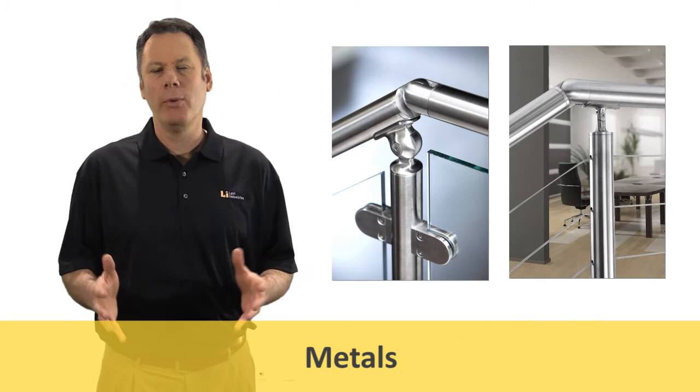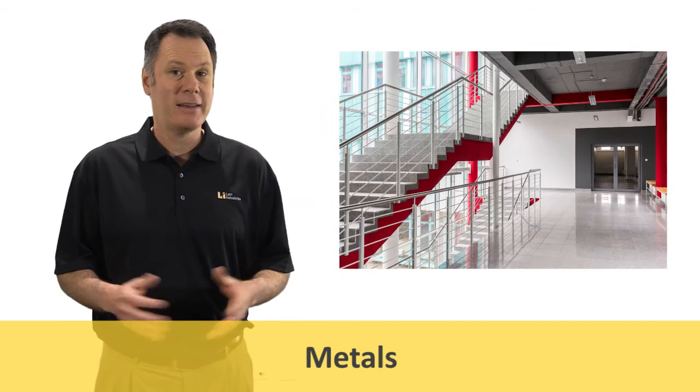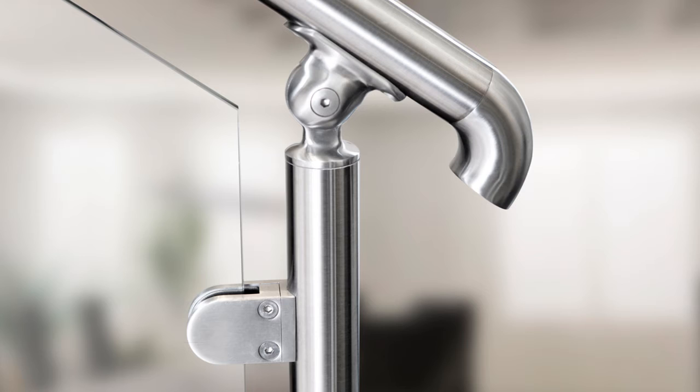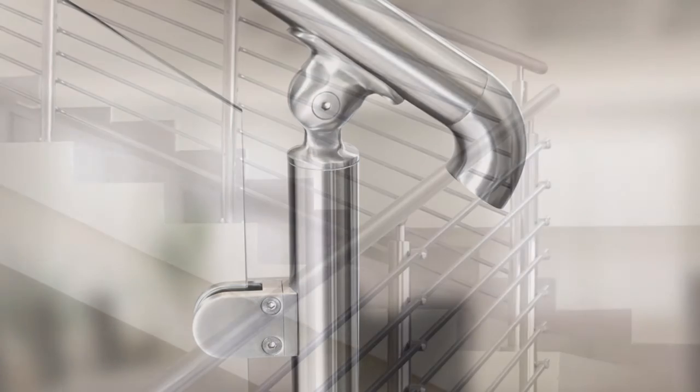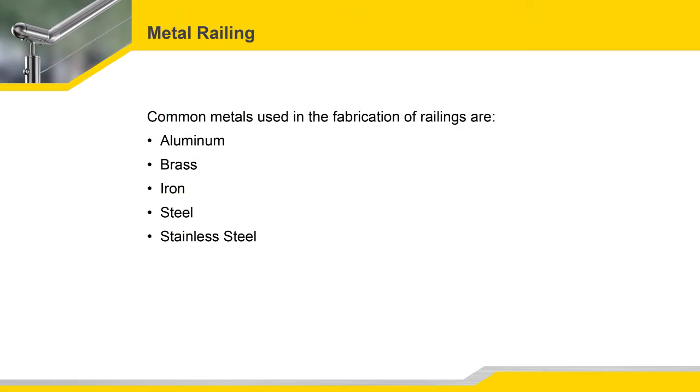Metals. Metal railings are widely used because they complement many design styles, are readily available, and are cost-effective. Over time, manufacturers of metal railings have developed a vast array of components, fastening brackets, and fittings that make metal railing systems extremely flexible, attractive, and quick and easy to assemble and install. Easily combined with glass, wood, and other materials, metal railings have a leaner profile than wood or stone, but offer greater strength. Common metals used in the fabrication of railings are aluminum, brass, iron, steel, and stainless steel.